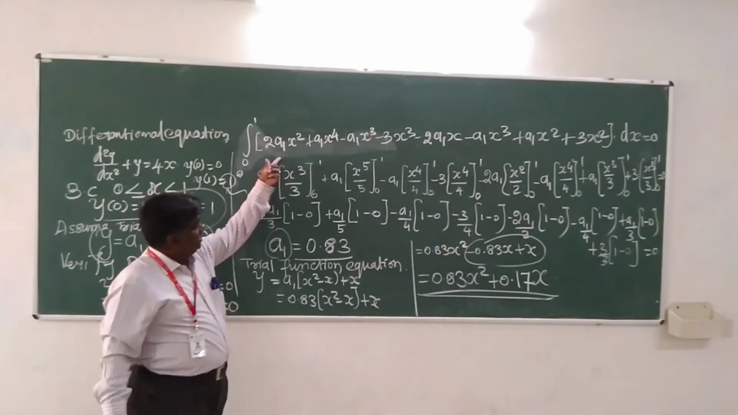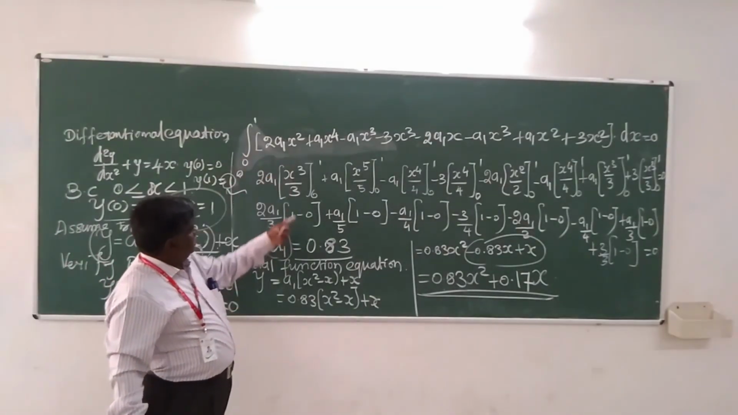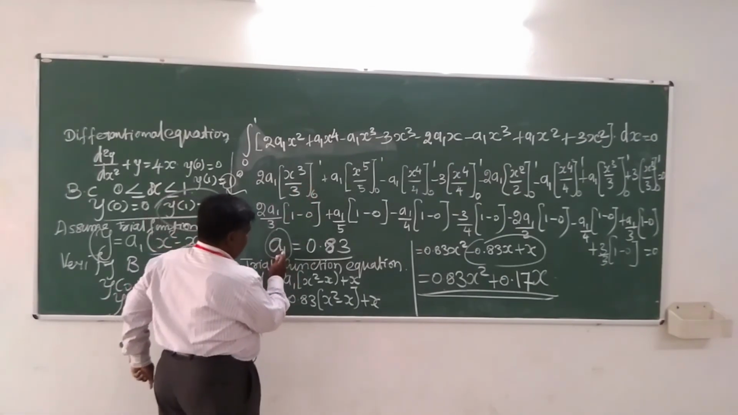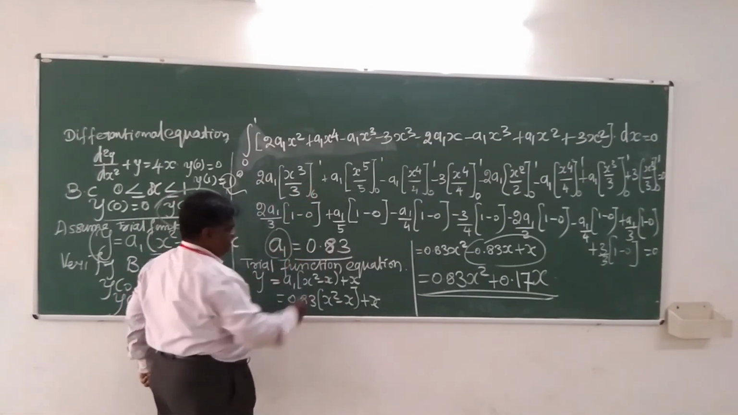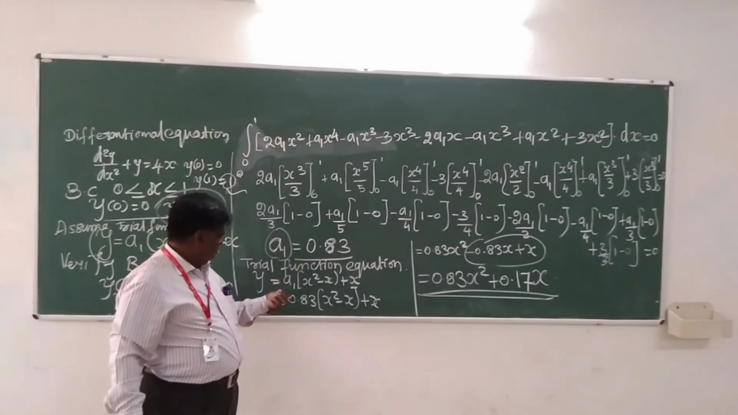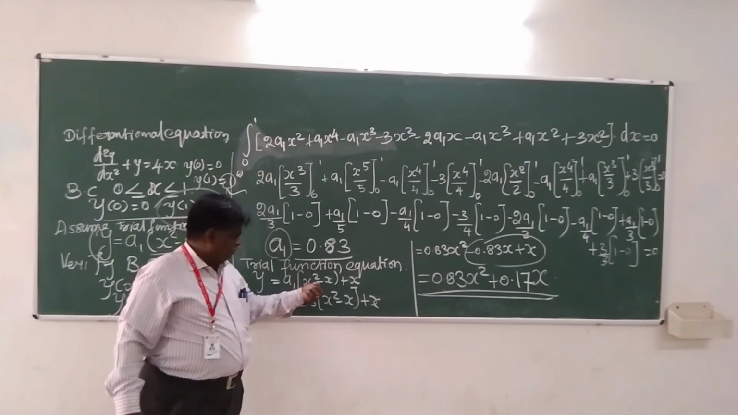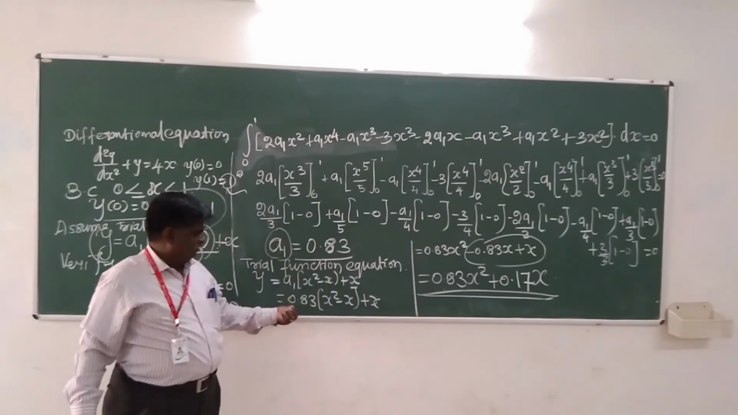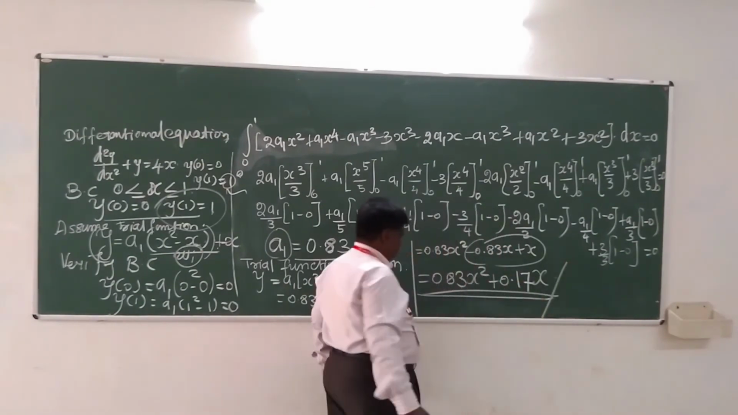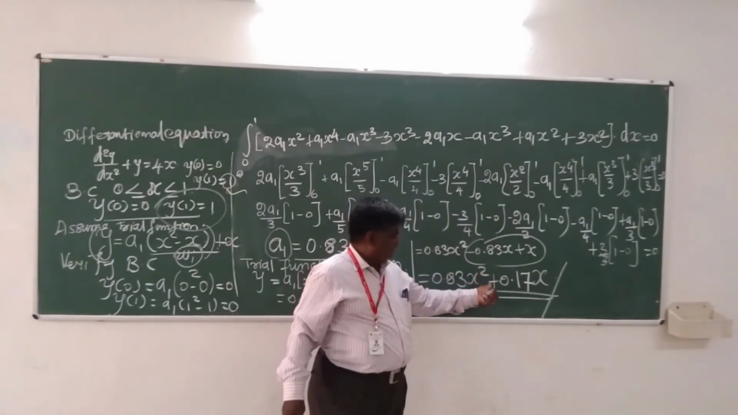After integrating the whole thing and applying the limits, we obtain the a1 value as 0.83. Then your assumed trial function solution equation is a1 x square minus x. Substitute this a1, then simplify: the trial function solution equation is 0.83 x square plus 0.17 x.